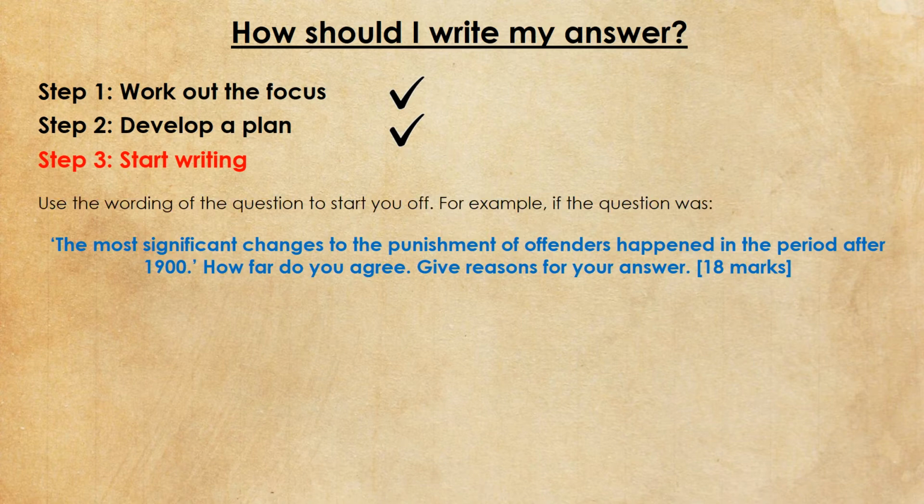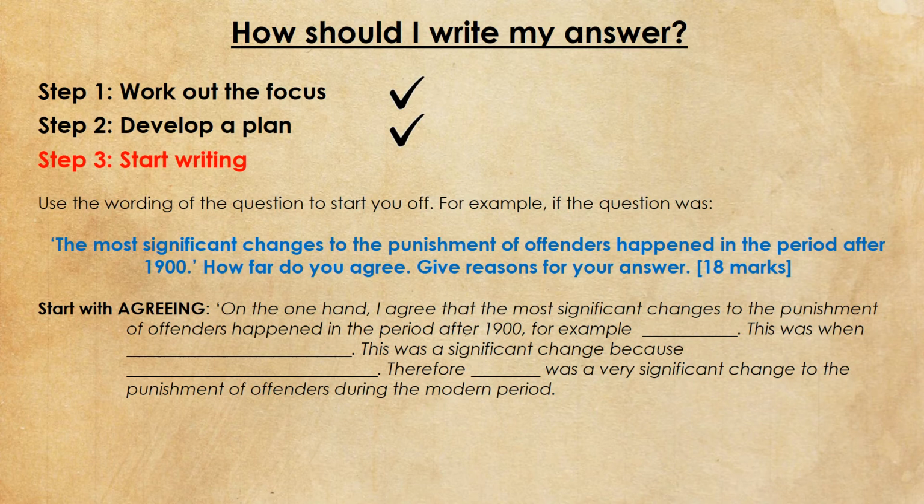So if the question in blue was the question that you had in your exam, the most significant changes to the punishment of offenders happened in the period after 1900. How far do you agree? Use the wording of the question, just like all of the others, to actually start you off and give you the first words that you're going to need to put down. So if you were to start off with agreeing, because that is what you should do, to acknowledge the statement that they've put forward to you in the exam, to show the examiner that you have at least considered the argument being presented to you.